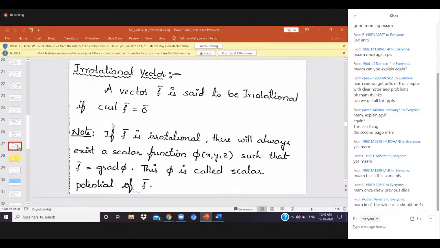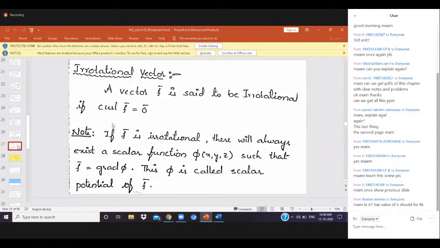So under this curl, we have one more definition, that is irrotational vector. A vector f bar is said to be irrotational if curl f bar equals 0 bar. If solenoidal, it means divergence of f bar equals 0. Irrotational means curl f bar equals 0. So if f bar is irrotational, this note point is very important. Under this note point you will get a sure long answer.